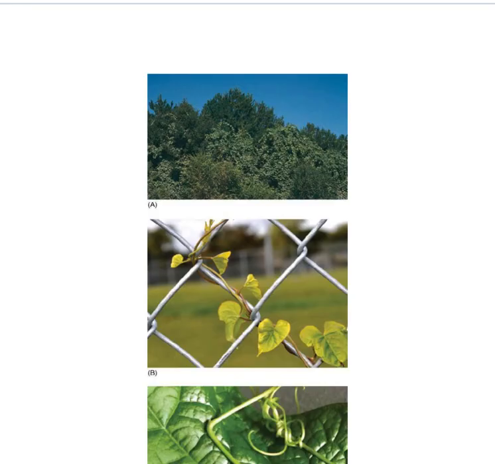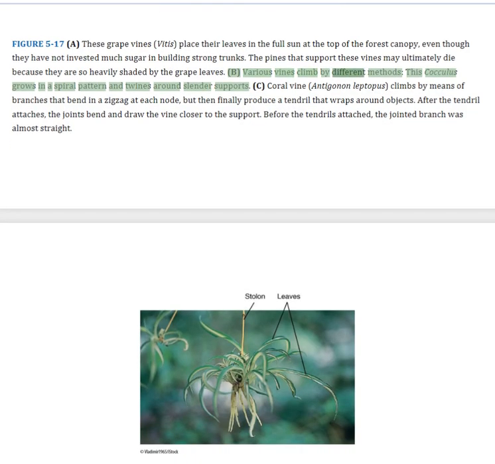Figure 5.17. These grapevines place their leaves in the full sun at the top of the forest canopy, even though they have not invested much sugar in building strong trunks. The pines that support these vines may ultimately die because they are so heavily shaded by the grape leaves. Various vines climb by different methods.